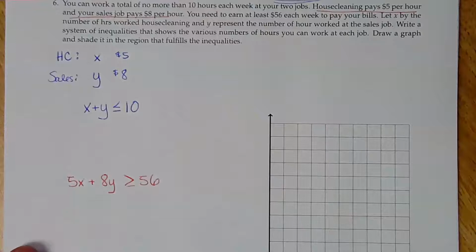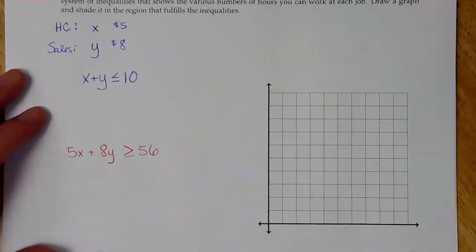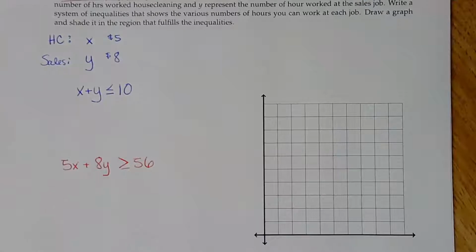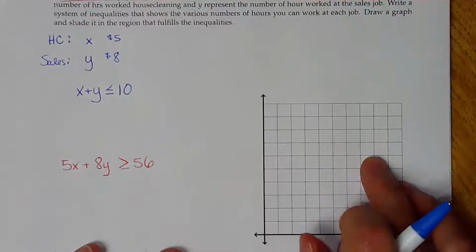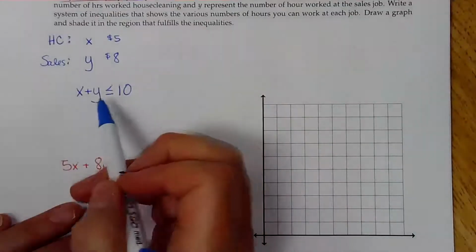Okay, so I have my two equations. And what I'm wanting to do is plot these and see if I can find some overlap here. To plot these, what I need to do is move them into a y equals format so that I can put the y-intercept on here and then put the slope on if I can get this into slope-intercept form. So this one's not too bad.